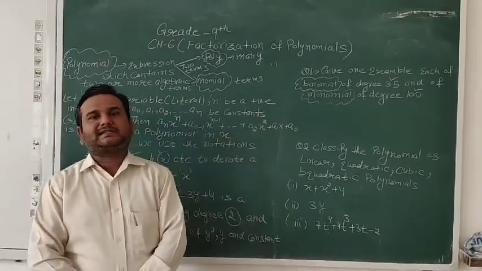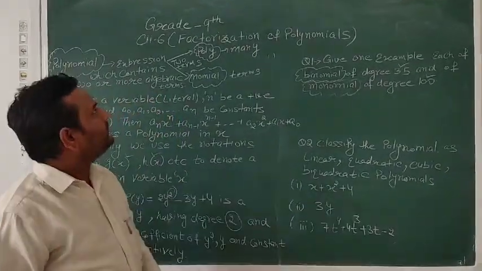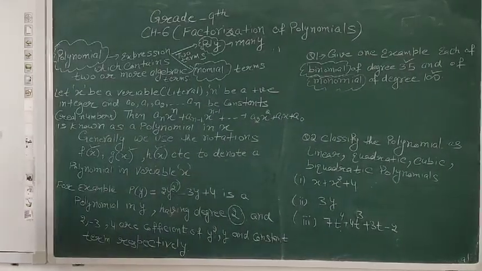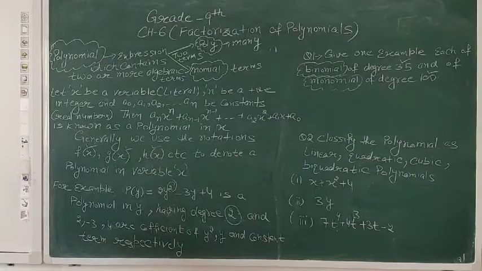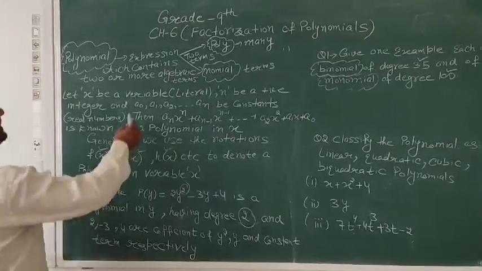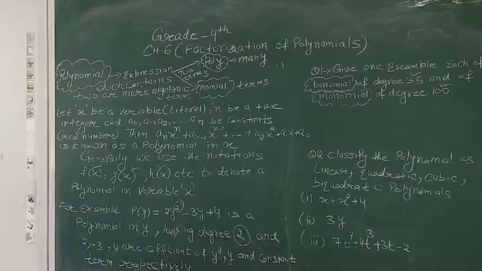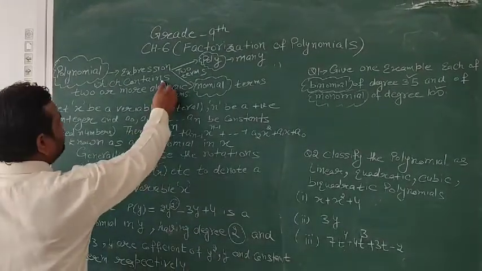Good morning, students. Today we start with grade 9, chapter 6, polynomials. So what do you mean by polynomial? Polynomial is an expression which generally contains two or more algebraic terms.